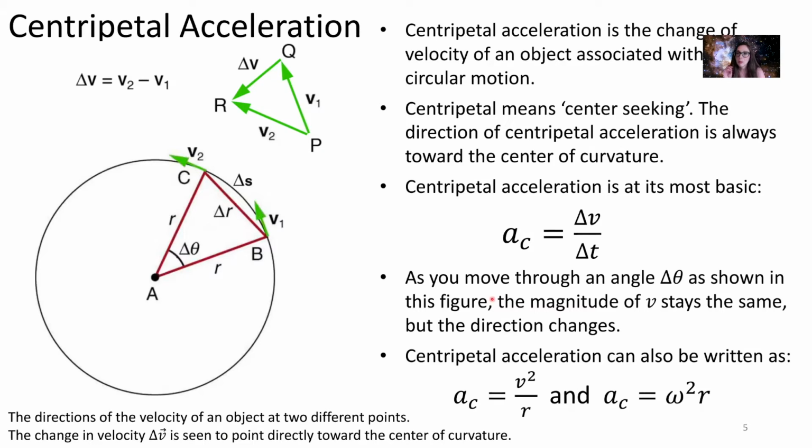So as you move through some angle theta, like we do in this figure here, the magnitude of the linear velocity stays the same, but the direction changes. Now, we can write centripetal acceleration like this, the change in the linear velocity over the change in time, or there's a couple of different ways we can write it.